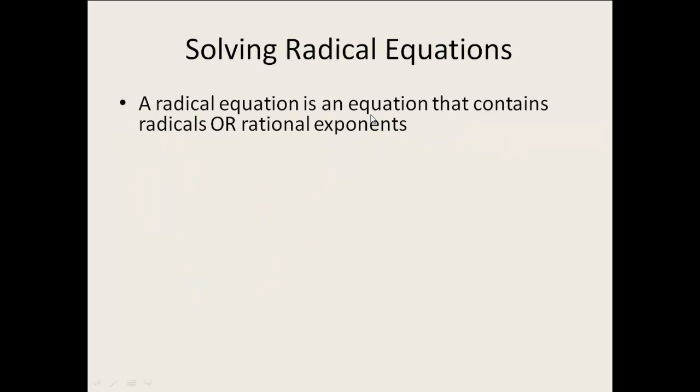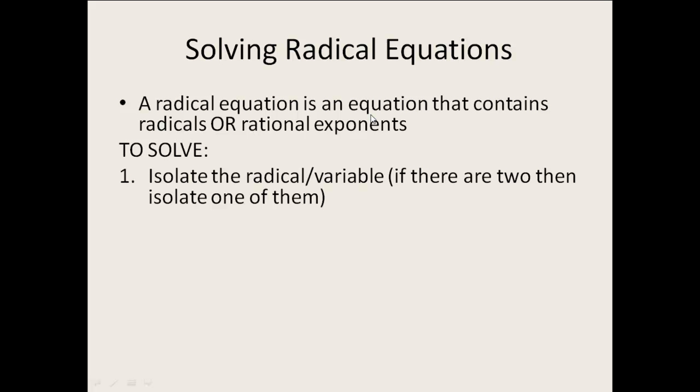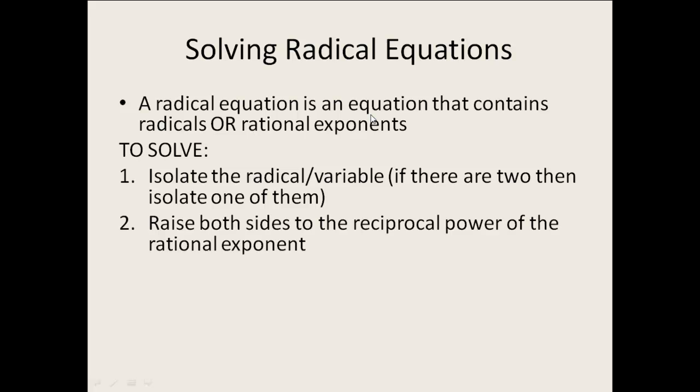So when we're solving radical equations, there's a 3-step process that we really need to do. The first thing we need to do is to isolate the radical or the variable. What that means is to get it by itself. If there's 2 radicals, then isolate one of them and we'll work from there. Second thing you're going to do is what I just showed you. You're going to raise both sides of the equation to the reciprocal power of the rational exponents. So in that last example, x was raised to the 3/4. We had to raise everything to the 4/3.